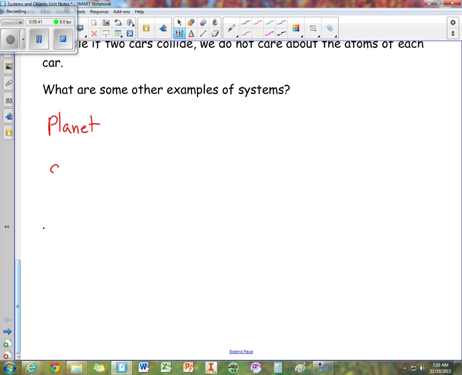Another example, gas particles. This one can get a little tricky because we do want to consider it a system when we're dealing with temperature, because the kinetic energy of the particles of a gas determines its temperature. But in some cases, we really don't care about the individual particles.